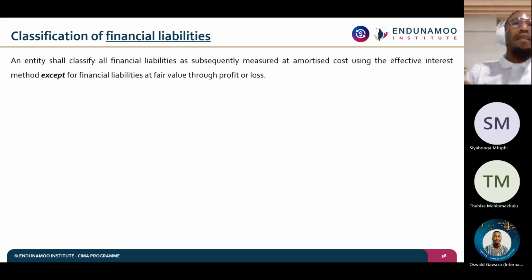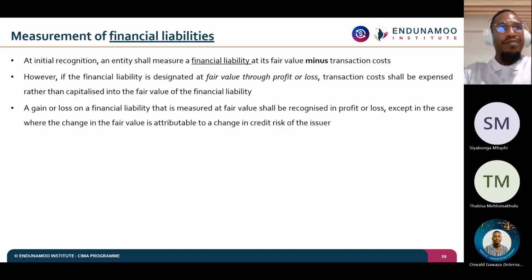So all of your financial liabilities will be subsequently measured at amortized cost, unless the entity is holding these in terms of a model known as fair value through P&L. At initial recognition, an entity must measure a financial liability at its fair value minus transaction cost, because every financial liability will be at amortized cost. Remember, for financial assets at amortized cost, it's initially measured at fair value plus transaction cost.